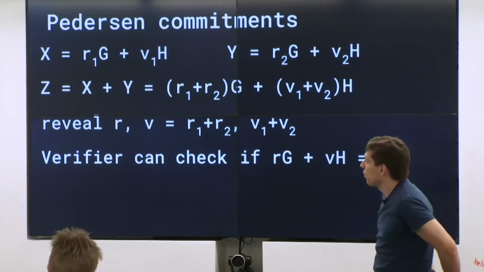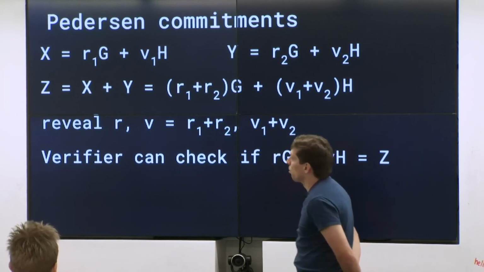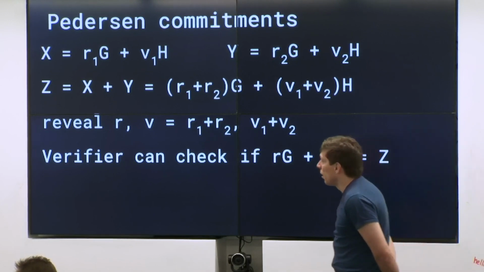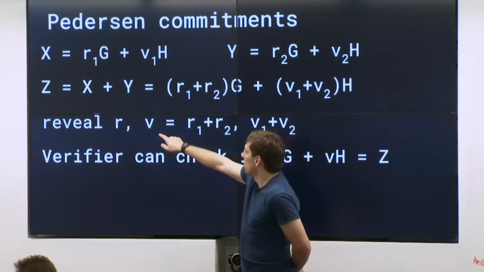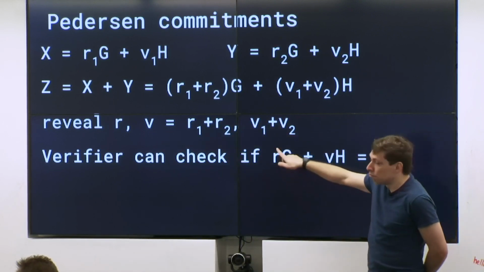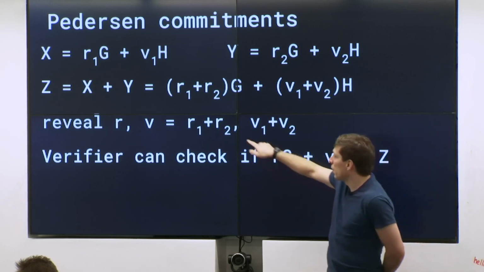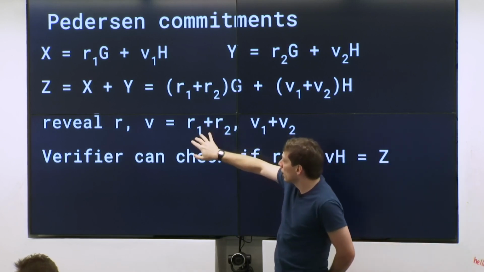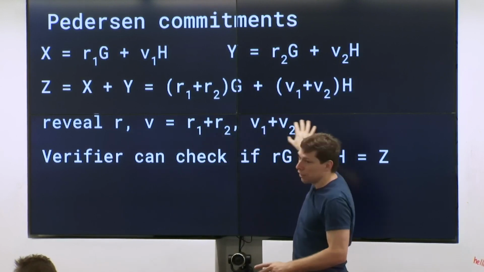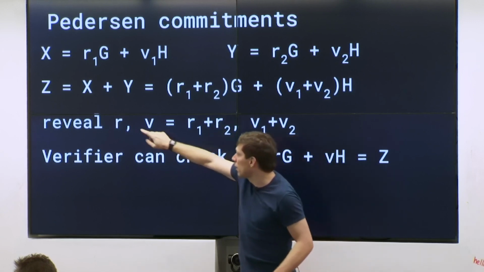So I can say, okay, well, I'm going to define a point z, which is point x plus point y. And that's just going to be the sum of the r values, the sum of those random values, times g, plus the sum of the actual values I've committed to times h. And then I reveal just the sums, right? I reveal this, I reveal that. And then the verifier can do the math themselves. I'm revealing r and v, which is equal to this, but I'm not revealing these separately, right? I only reveal the sums.